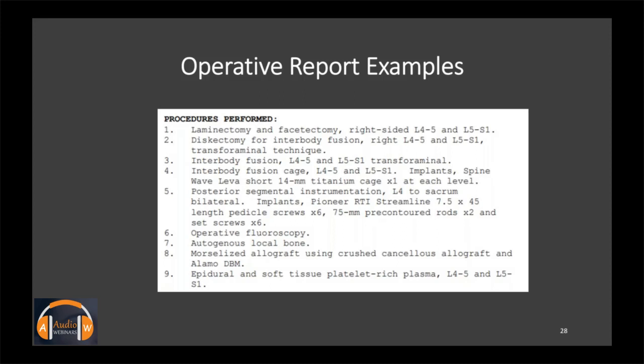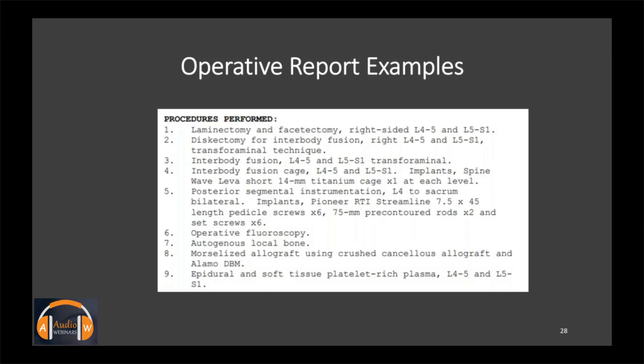So we're looking at a laminectomy, facetectomy, L4 to S1, as well as a discectomy for the interbody fusion. So it looks like it's going to be a transforaminal technique. And then interbody fusion, interbody cages. At both levels, they're going to do an implant, a titanium cage at each level, segmental instrumentation, meaning more than one segment. So we're dealing with L4 to S1, which is two segments bilaterally, and they're going to put pedicle screws as well as pre-contoured rods.